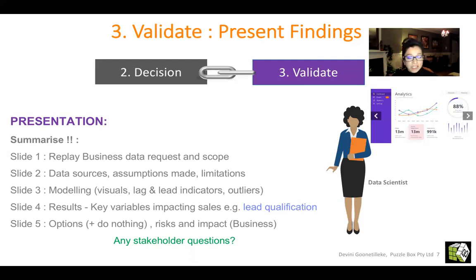Results. That's slide number 4. So with your results, look at the key variables impacting, for example, in our case, sales. So key variables are what can actually influence, or the business can actually influence. Now, in this example, we'll say that the key variable for influencing sales, and this is something that I actually found when I was doing as a CFO, was not actually the amount of salespeople we had on the ground, but it was the lead qualification.